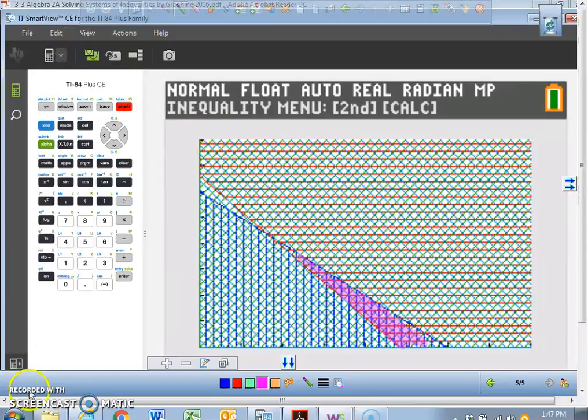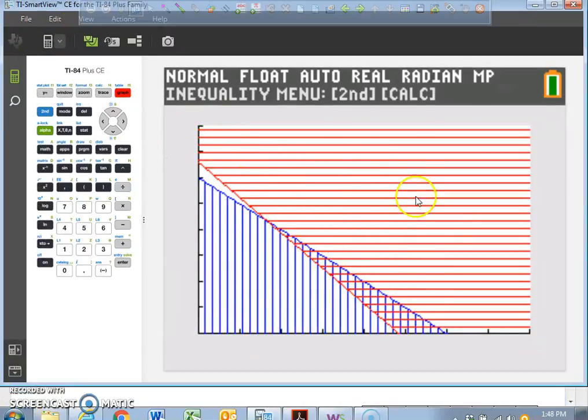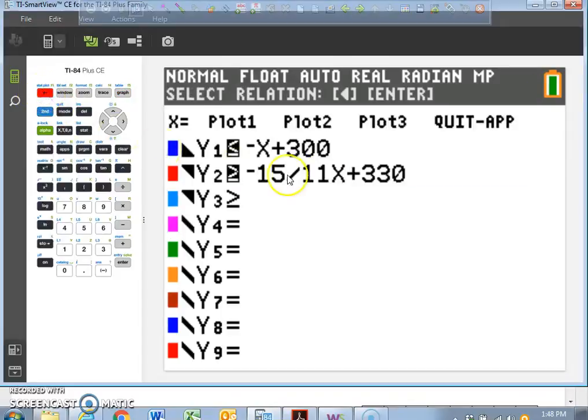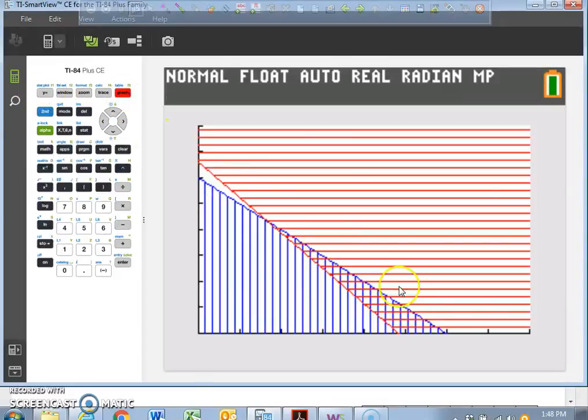All right, so hold on. Here is the graph when we cleaned everything up and we took out the X is greater than or equal to or the Y is greater than or equal to. We just graphed these. You'll see that the graph is a lot neater, and you can see the solution region.